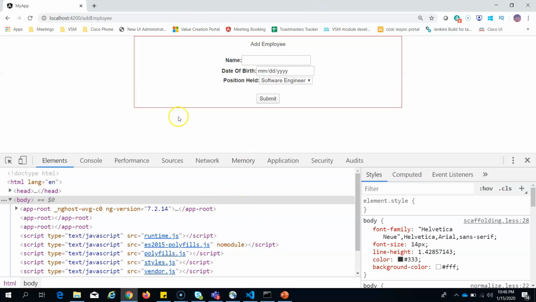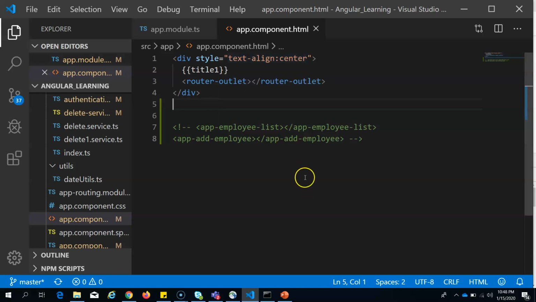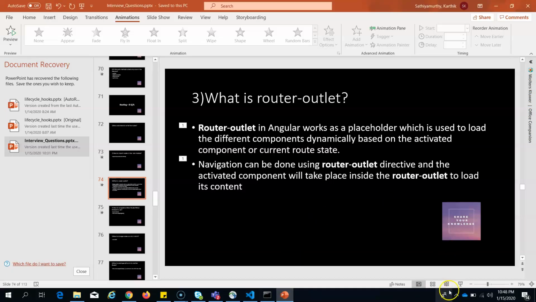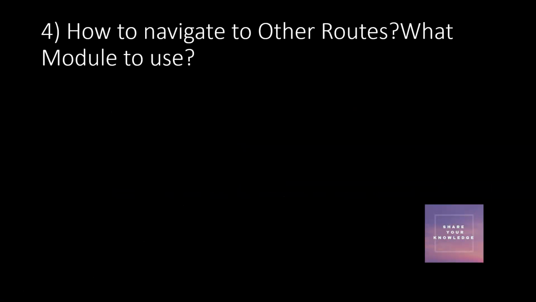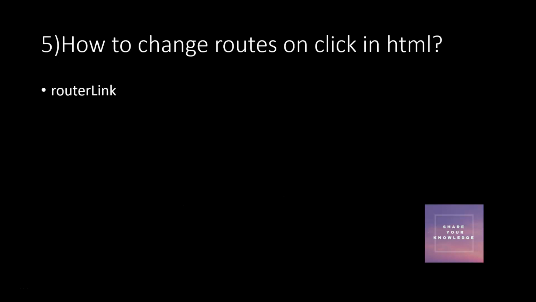Okay. So this is about router outlet. Let me go to the next question. So how to navigate to other route? What module to use? So we will see this question and move to the fourth. That will be more sequential.